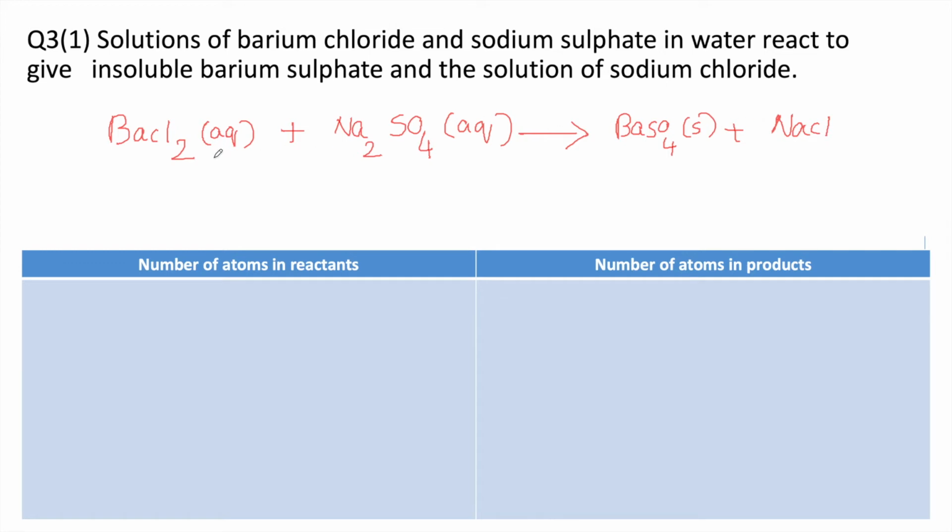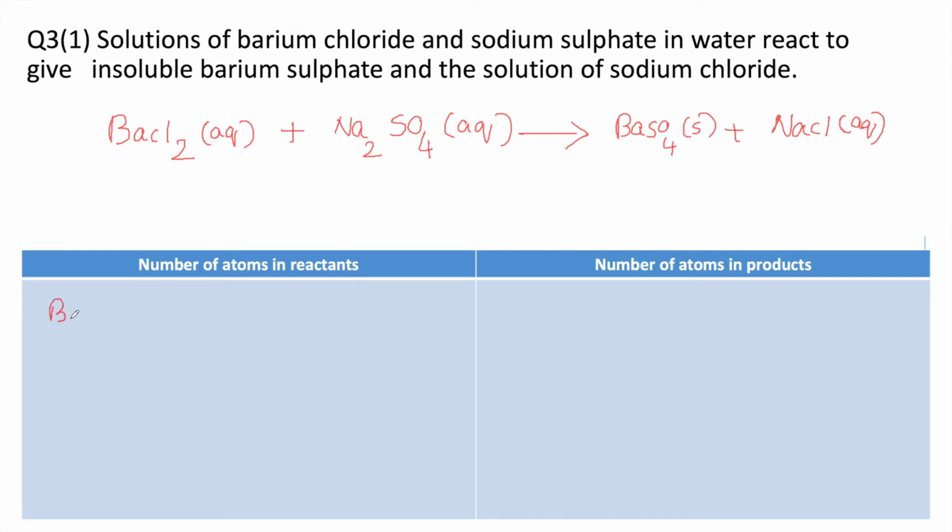Okay, this reaction you can connect. Yes, this is an example for precipitation reaction or double displacement reaction. Here the barium sulfate is the precipitate. That's why they are mentioning it as insoluble. So it is a solid substance. And NaCl, that is soluble in water. So again it's aqueous.